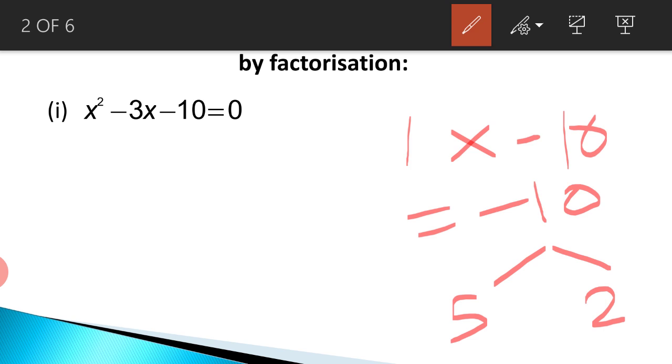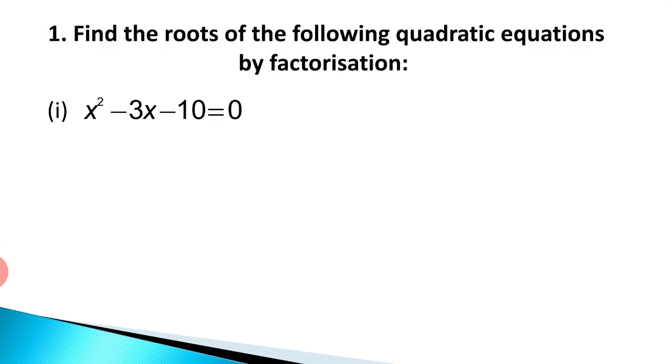Now which number should be assigned negative sign? So look at the middle term, it is minus 3, so we take the bigger number to be minus. So minus 5 plus 2 will be minus 3. So now we can proceed for splitting the middle term with this minus 5 and 2. So the next step will be x square minus 5x plus 2x minus 10 is equal to 0.